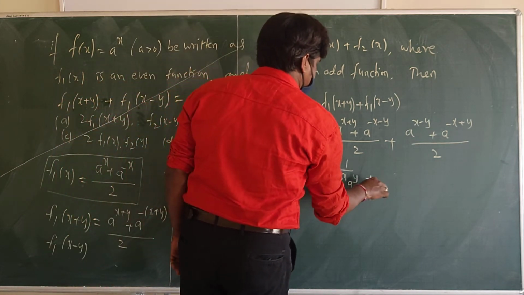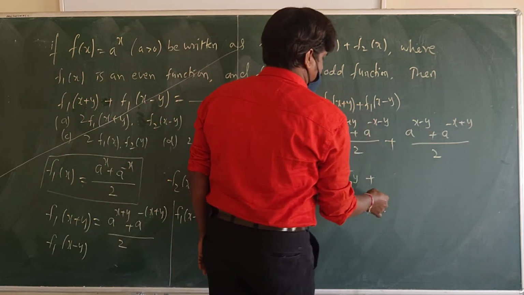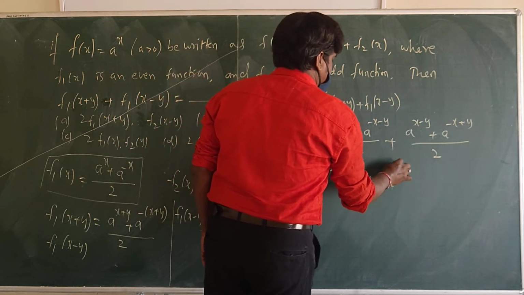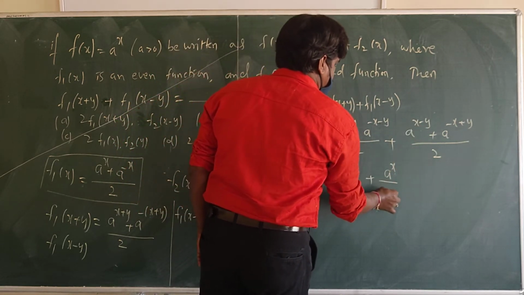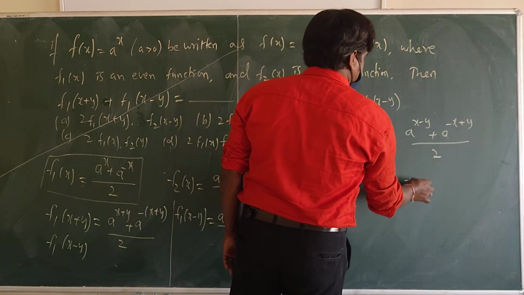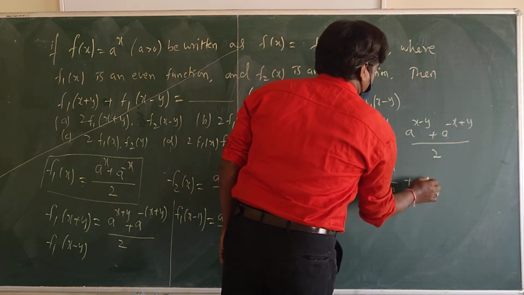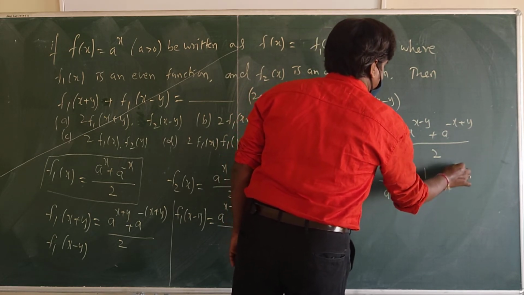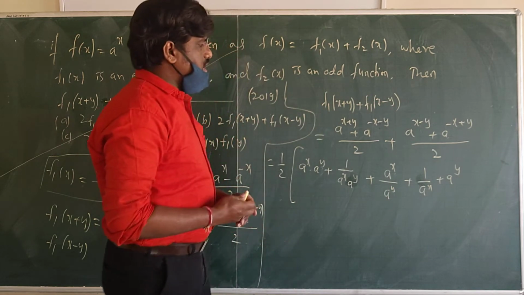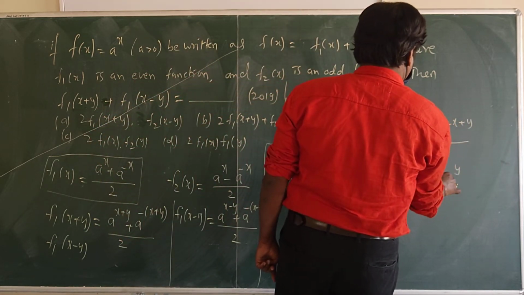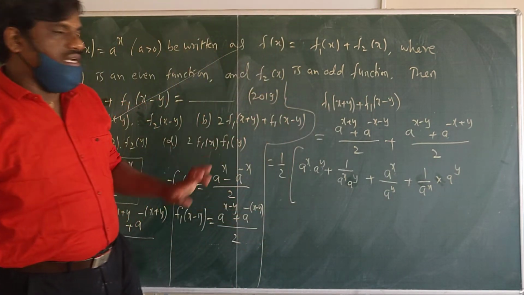Plus here, what am I going to get? 1/2 I took common for everything. So what do you get here? a^x upon a^y plus 1 upon a^x into a^y, I will get. Yeah, you are going to get like this.